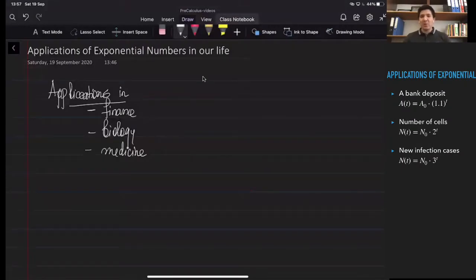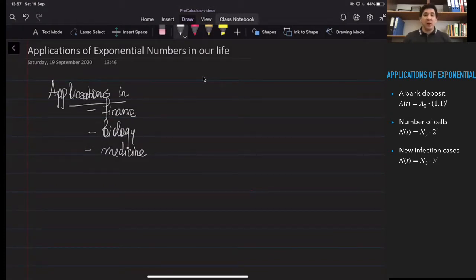In this lecture, we're going to continue talking about the exponential numbers and the applications in our life. The exponential numbers have a wide range of applications in our lives. Many things around us can be explained as the exponential numbers or the models which involve the exponential numbers. In today's lecture, we're going to talk about the applications of the exponential numbers in finance, especially calculating the yearly interest using the exponential numbers.